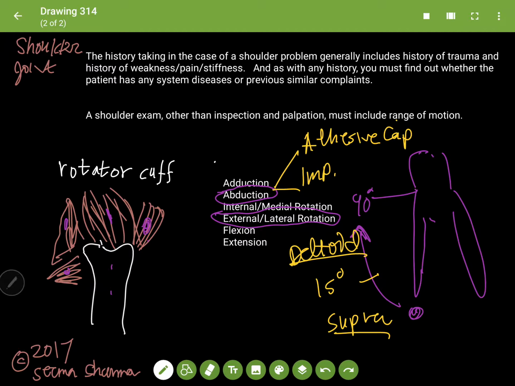In terms of external rotation, I'm going to show a side view. The forearm is flexed, and the patient is moving the forearm outwards. Now, this is mainly due to the action of the infraspinatus. The teres minor is also involved, but really you're isolating the infraspinatus, and that's really important.